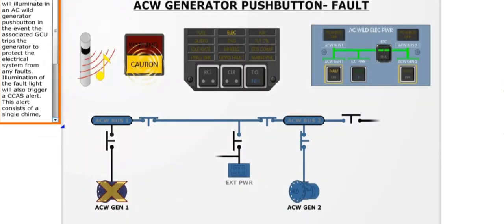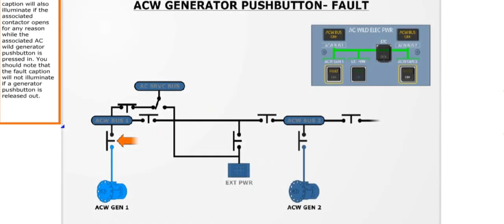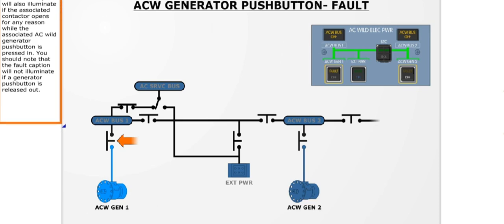A fault caption will illuminate in an AC Wild generator push button in the event the associated GCU trips the generator to protect the electrical system from any faults. Illumination of the fault light will also trigger a CCAS alert. This alert consists of a single chime, both master caution lights flashing, and the illumination of the electric light on the crew alerting panel. The fault caption will also illuminate if the associated contactor opens for any reason while the associated AC Wild generator push button is pressed in.